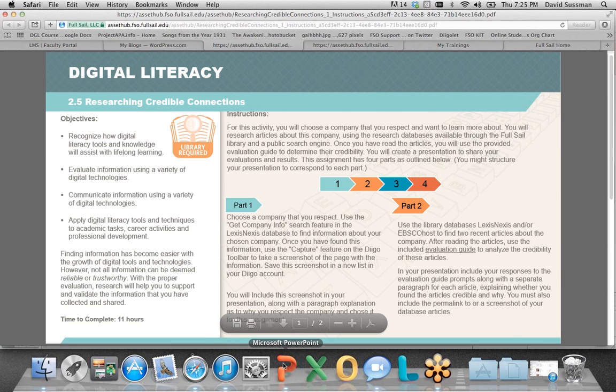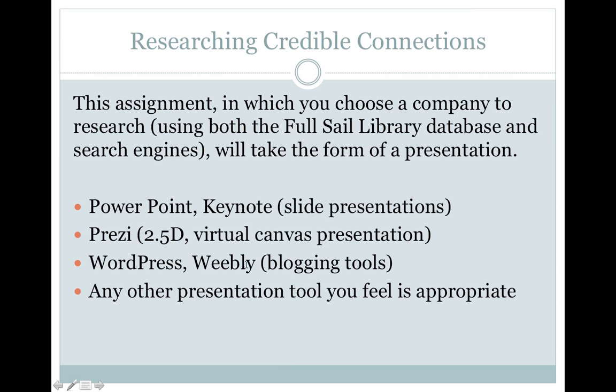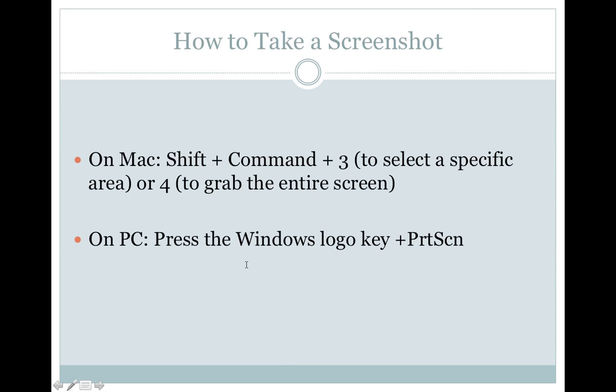Let me go back to the PowerPoint real quickly because the next slide is about screenshots. Do you all know how to take screenshots? On a Mac, you're going to press Shift Command 3 if you want to select a certain area of your screen to take a screenshot. If you just want to grab the entire screen, which is what I typically do, it's Shift Command 4.